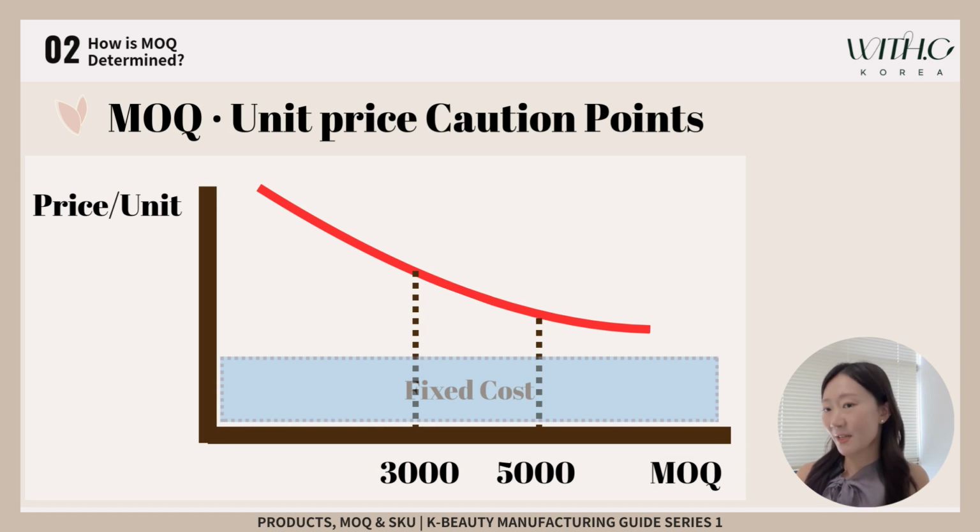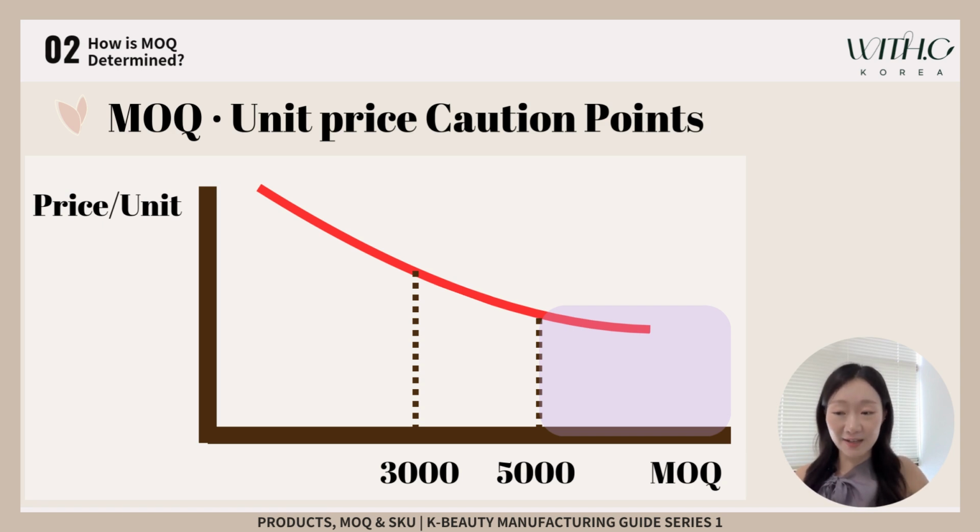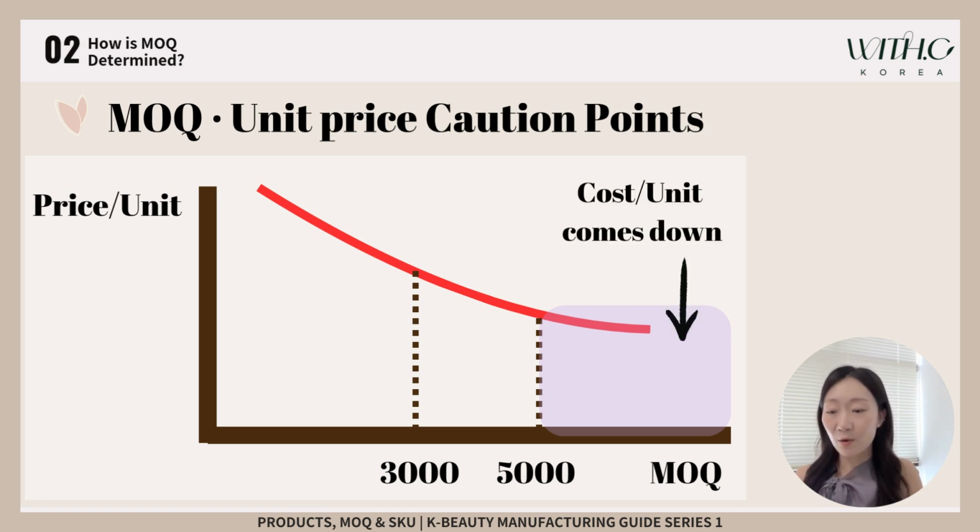Keep in mind, because the fixed costs are spread over fewer products, it could result in a higher price per unit. On the other hand, when the MOQ is higher, those fixed costs are divided across more units. That means the cost per product goes lower, which feels much more reasonable once your brand starts scaling up.